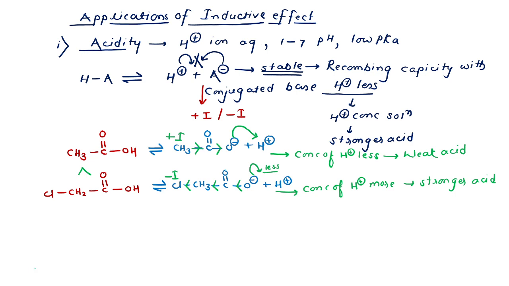Dear student, acidity depends upon two things: the concentration of H plus ion and the stability of the conjugated base. So in short, plus I effect will decrease the acidity and minus I effect will increase the acidity. I'll take one more example: acetic acid, monochloroacetic acid, dichloroacetic acid, and trichloroacetic acid.